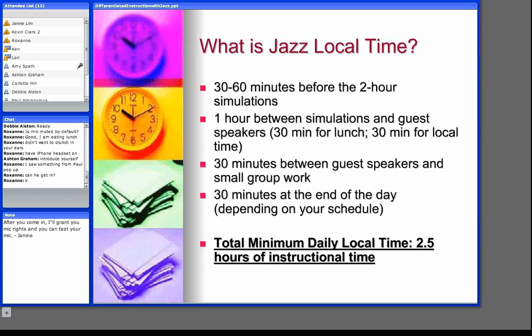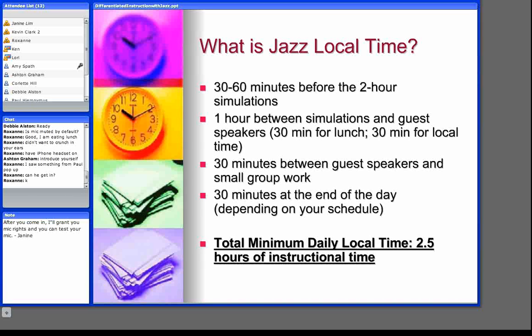So first of all, what are we talking about during jazz when we talk about local time? That is the time when the bridges might be hooked up, but there's not anything going on live. So depending on how you set up your schedule, that's 30 to 60 minutes before the 2-hour simulations in the morning. And Roxanne, maybe you want to throw in a link to one of the sample schedules. Those of you that are new and don't have the jazz schedule in your, haven't been looking at it like I have and have forgotten it, you might want to look at that link.